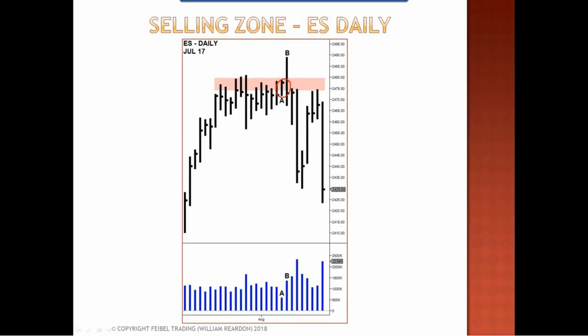Bar A, this is where it gets interesting. We have the narrowest bar close in our selling area with no volume. It's the lowest volume on the chart. So this is clear, no demand, as in there's no buying force to the upside. That has closed in our selling zone.